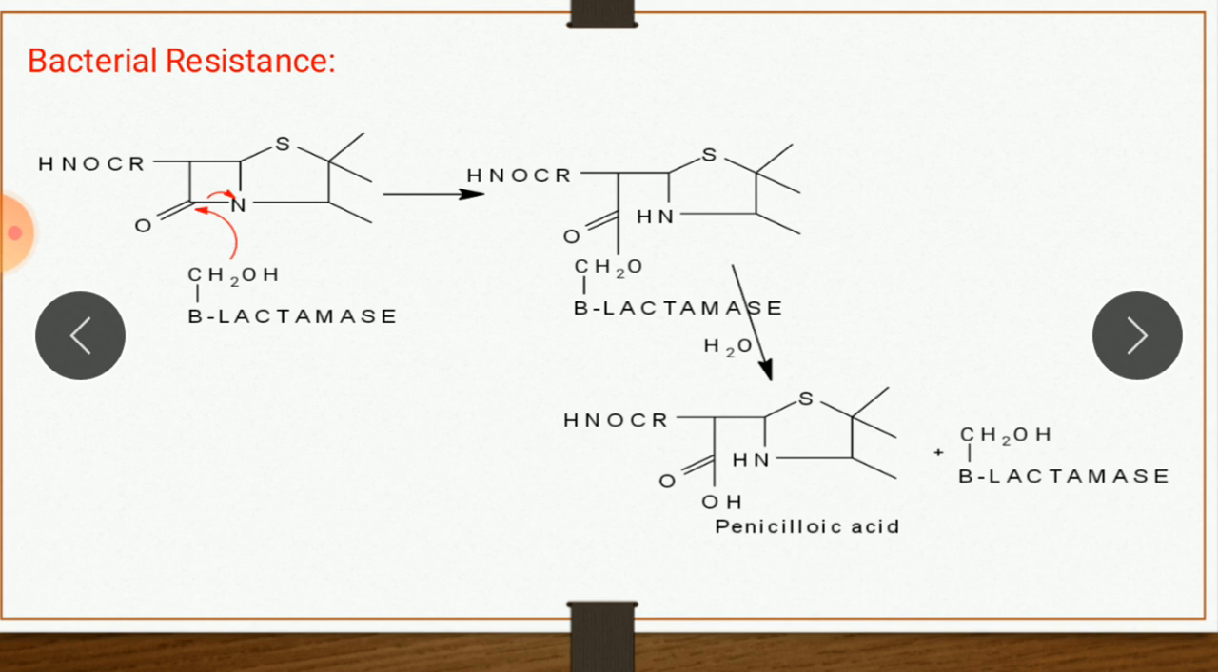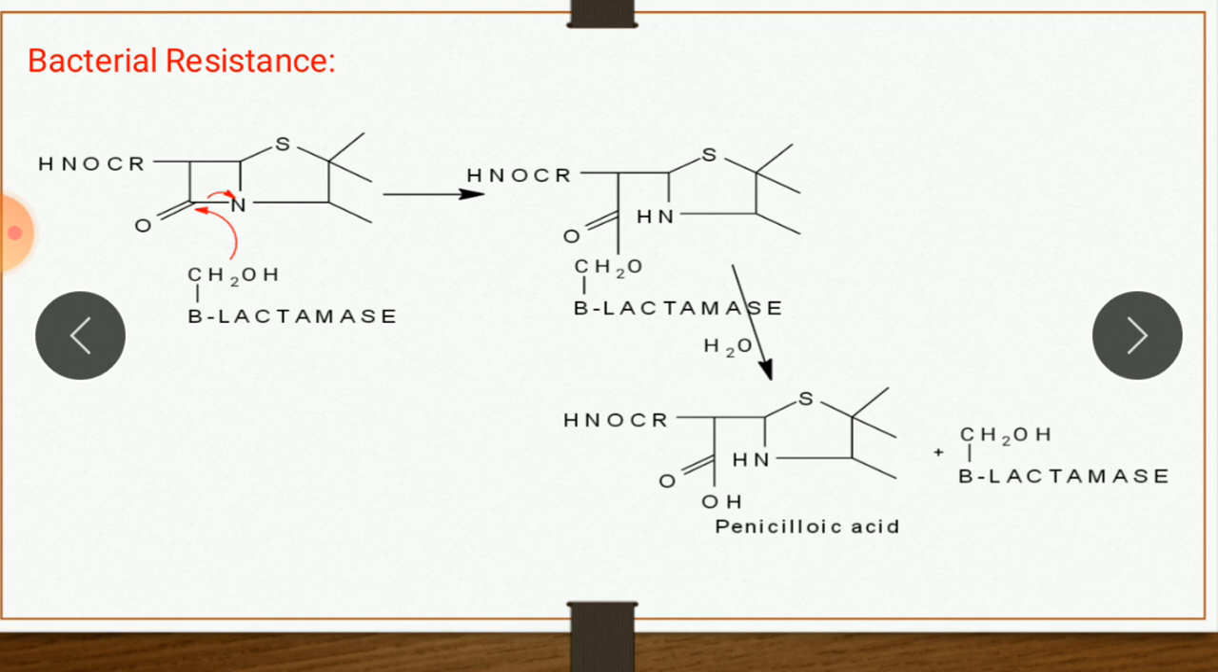Beta-lactamases produced by gram-negative bacilli appear to be cytoplasmic enzymes that remain in the bacterial cell, whereas those elaborated by Staphylococcus aureus are synthesized in the cell wall and released extracellularly. So this is the main reaction of how the beta-lactamase enzyme deactivates penicillin.